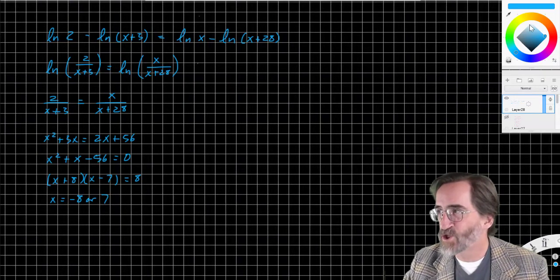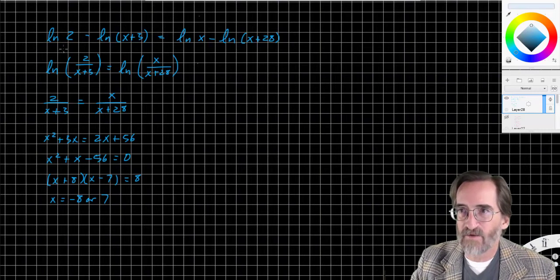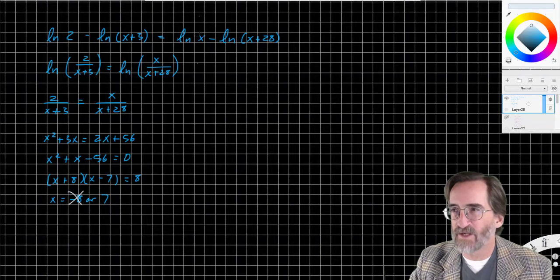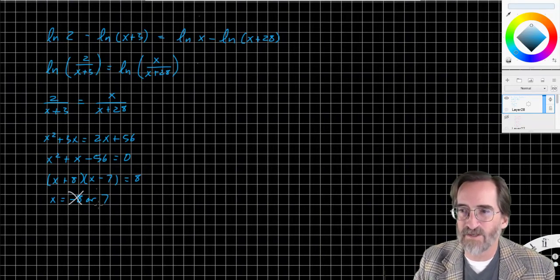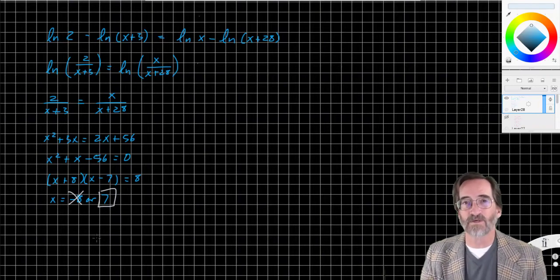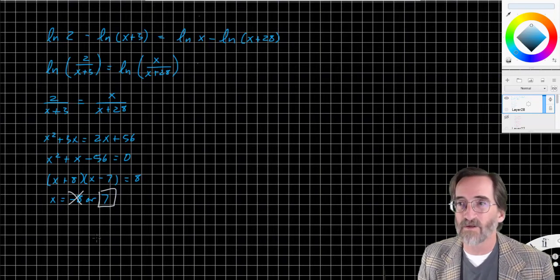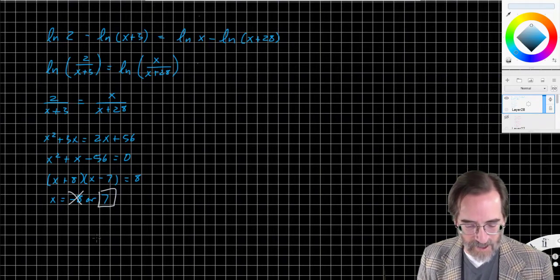Go back and check. Does negative 8 produce a violation? Negative 8 plus 3 is negative 5. Natural log of negative 5 is undefined. Can't use negative 8. 7 plus 3 is 10, that's positive. 7 is positive. 7 plus 28 is positive. So 7 works. By the way, it is possible for there to be no solution. So don't just assume that because one didn't work, the other one will. It's not a given. Sometimes there's no solution to the equation.